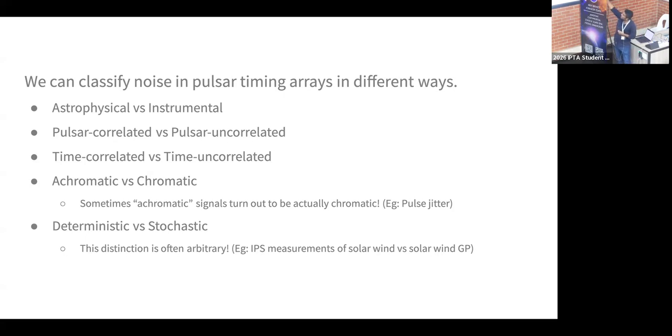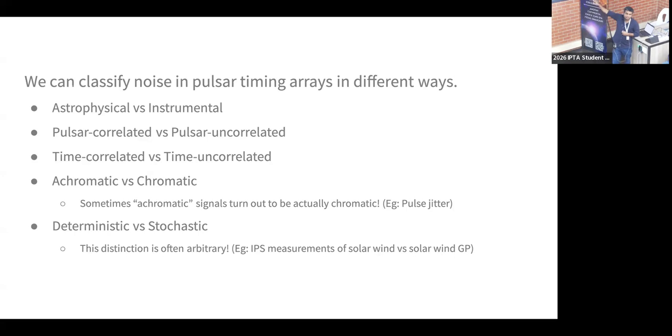So the more important category is pulsar correlated versus pulsar uncorrelated. This is extremely important because the signal that we are trying to detect, the gravitational waves, is pulsar correlated. And so the other signals that are pulsar correlated are especially harmful when we are trying to detect gravitational waves. So there are also signals that are time correlated versus time uncorrelated. There are signals that are achromatic versus chromatic.